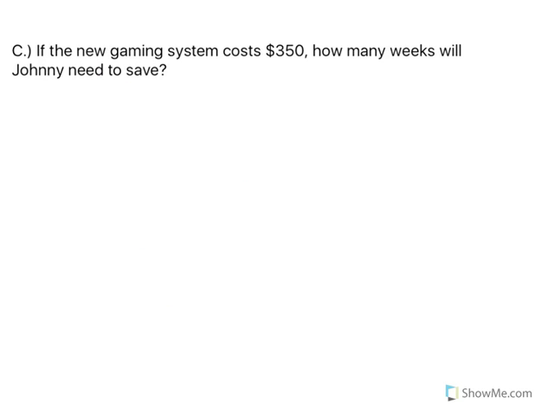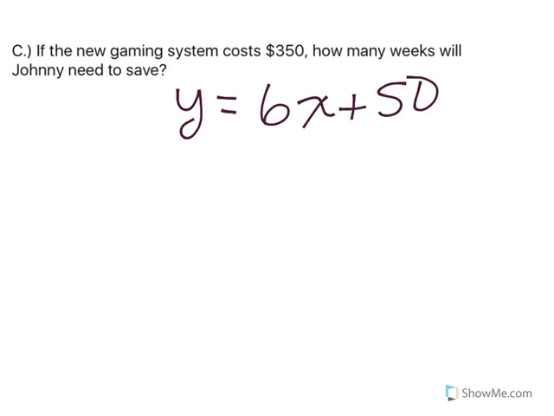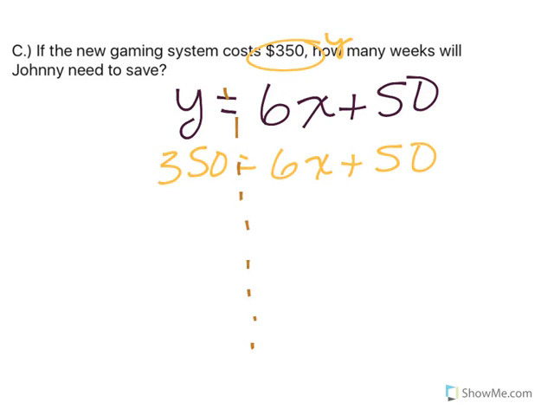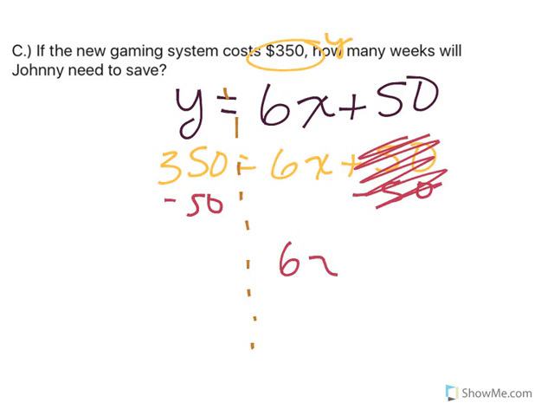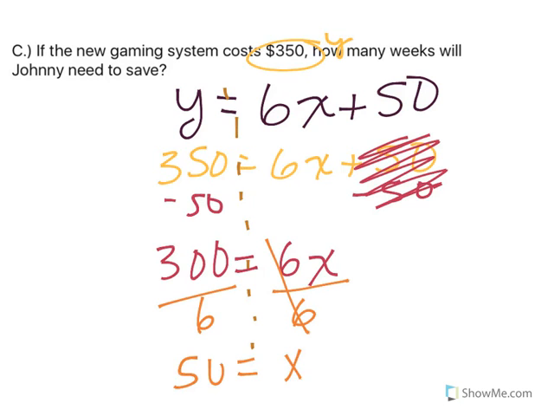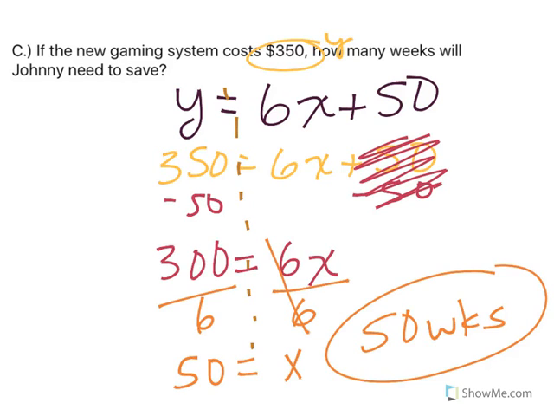And the last question for this video, if the new gaming system costs $350, how many weeks will Johnny need to save? Recall that the equation is y equals 6x plus 50. Now we're given the total dollars, which we know is the y value. So 350 equals 6x plus 50. We're trying to find the number of weeks. To solve this equation, we've got to get x by itself. I first need to get rid of this 50. 50 minus 50 is 0, so they go away. I'm left with 6x on the right, and 350 minus 50 is 300. I divide both sides by 6 to get x by itself, and therefore my answer is 50. So Johnny will need to save for 50 weeks, almost an entire year, before he can buy his gaming system.